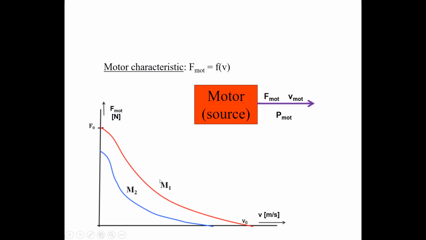This is motor characteristic M1 and this is motor characteristic M2, which could be the characteristic of a different motor. It could also be the characteristic of the same motor, for instance, when we lower the motor voltage. Note that this is applicable for a translational system because we have a motor speed V and a motor force F. When we have a rotational system, V is replaced by an angular velocity omega in radians per second, and the force is replaced by a torque T in the unit Newton meter. So that is the source.